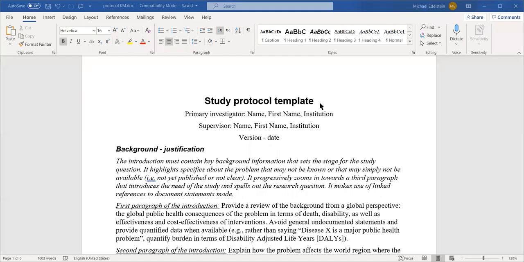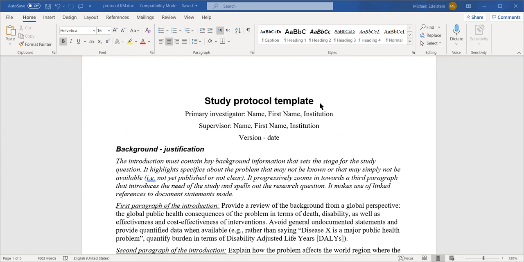Okay, so today we're going to go through writing a protocol. And the protocol is probably one of the most crucial steps in your project, because it sets everything you do afterwards. And a lot of people see writing the protocol as a pain, something you have to do for the ethics, and don't spend a lot of time on it. Do it as quickly as possible.